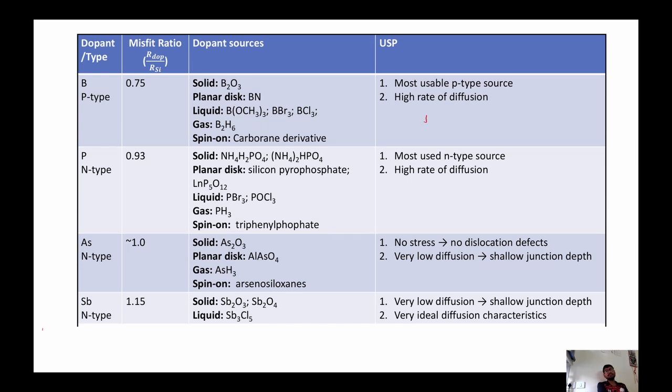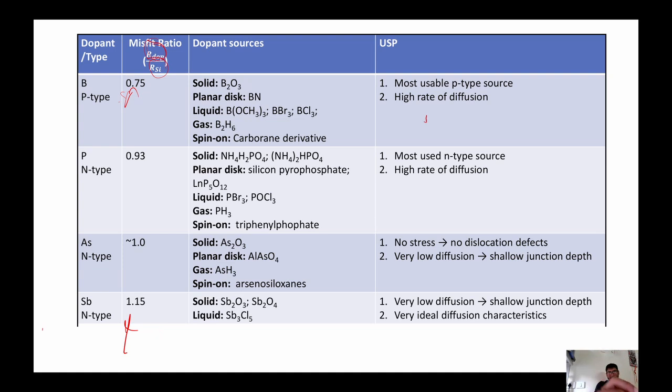So now comes the misfit ratio. How the rate depends on the misfit ratio. The misfit ratio is nothing but the ratio of the radius of the dopant atom to the radius of the silicon atom. If this misfit ratio is less, then the size of the dopant atom is lesser. If the misfit ratio is high, the size of the dopant atom is more.